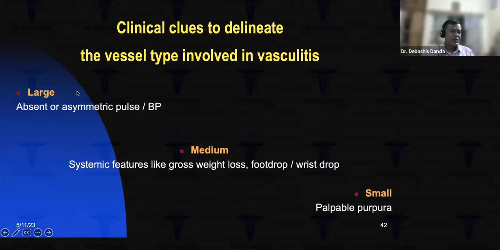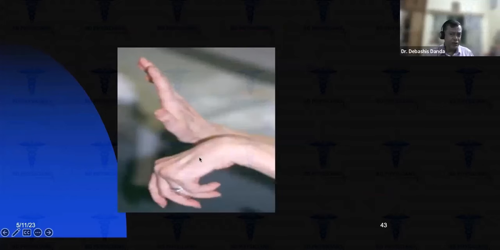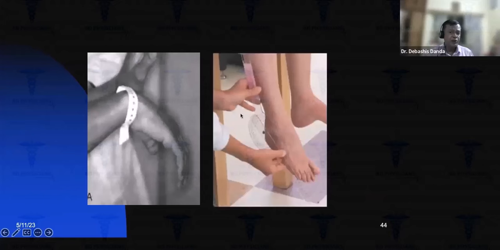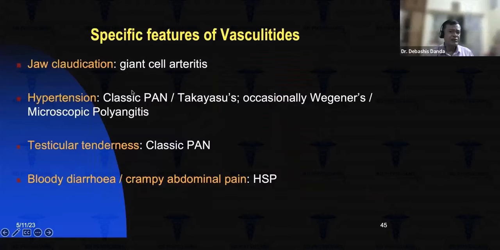As I've told you, the main clues to differentiate between large, medium, and small vessel vasculitis are: absence or asymmetry of pulse or blood pressure suggests large vessel vasculitis. Systemic features like gross weight loss, foot drop, and wrist drop suggest medium vessel vasculitis, and palpable purpura suggests small vessel vasculitis. So you can have wrist drop or foot drop, both in a case of medium vessel vasculitis.